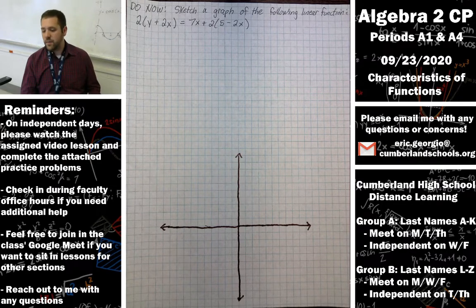All right. Just really quickly though, if you want to treat this like a true do now, I would recommend pausing the video, trying to do this problem on your own, see if you can convert this to y equals mx plus b or slope intercept form, and then sketch a graph of it. I'll give you a second to pause the video and make that happen now.